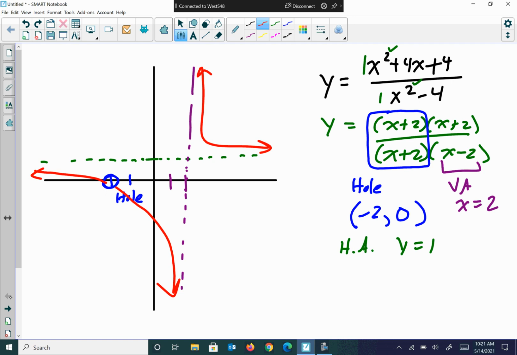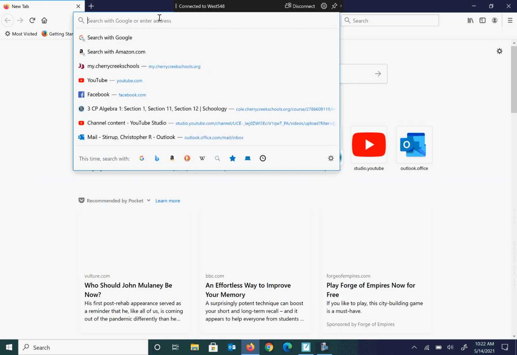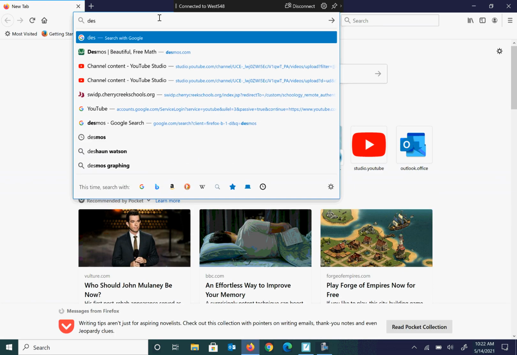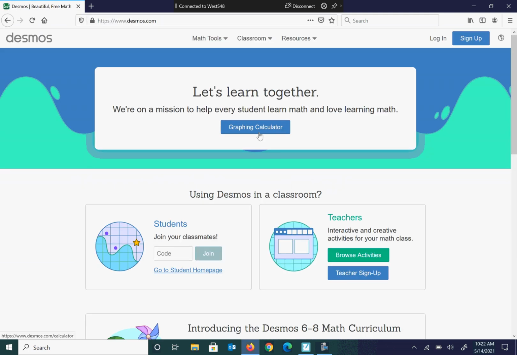Let's do this. All right. Vaguely. So I'm going to graph this on Desmos, just so you can kind of see what it looks like. Desmos.com. Graphing calculator.